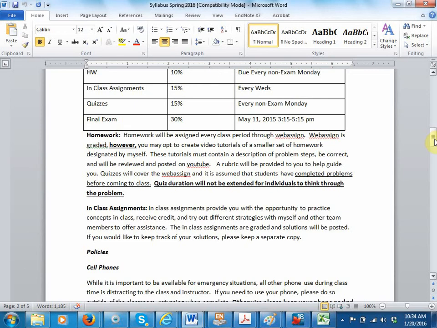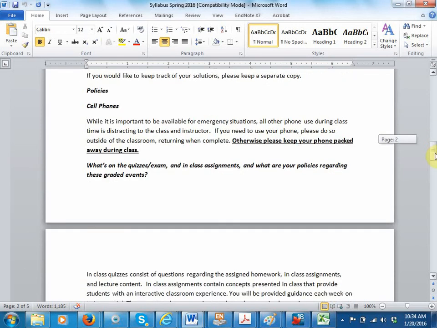Okay, policies. The only one that's really important is cell phones. If you're looking at your crotch and smiling during class, I have a pretty good idea. I hope that you are looking at your cell phone. Put your cell phone away in the class.